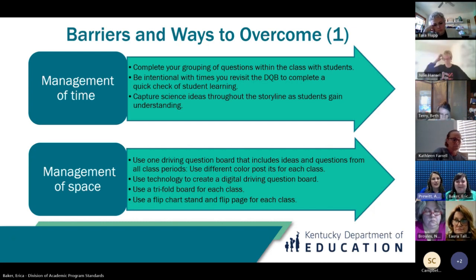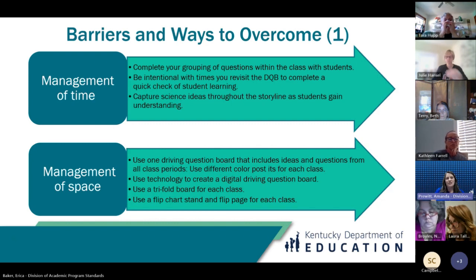So our next is management of space. So thinking about managing the space, especially for multiple classrooms, you can do it in a variety of ways. One is to color code your classrooms. You can use a trifold board or, as you saw us use, a technology platform to organize our driving question board. And you might be able to use some kind of flip charts. You may not have enough wall space if you have multiple classes to keep them all up, so what are ways that you can house them and pull them back up during those times that you revisit?